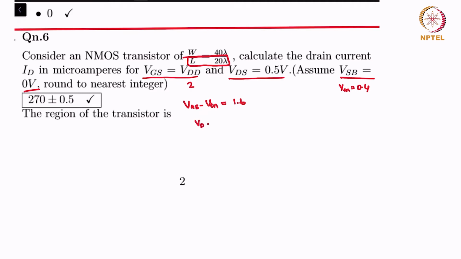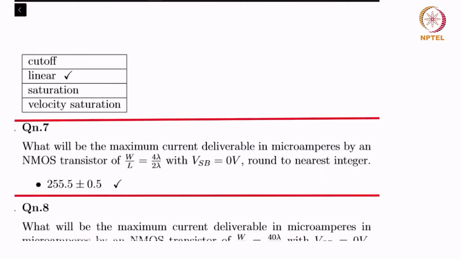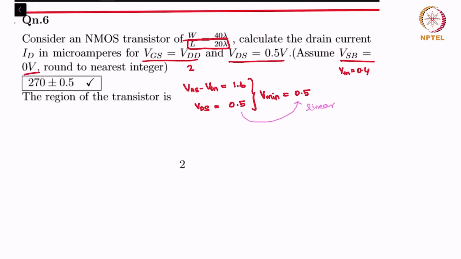So this is VDS is 0.5. That means Vmin, which is the min of these two, is equal to 0.5. And since VDS has come out as the minimum, this is in the linear region, right? So now that we're in the linear region, let's find out what the value of the current is.